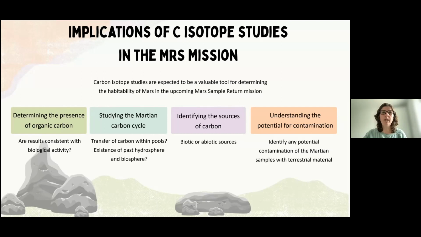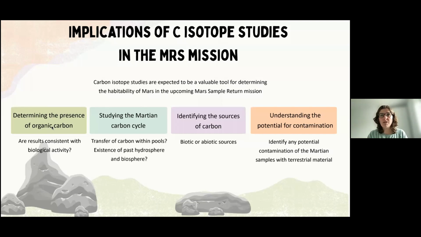for example, determining the presence of organic carbon. So if the carbon isotopes composition of the organic carbon is consistent with biological activity and is supported with additional studies that also confirm that the signature has to be biological, then it would suggest that life on Mars could have existed.